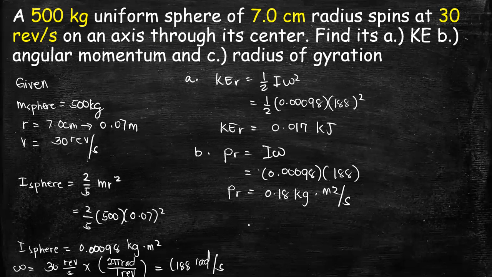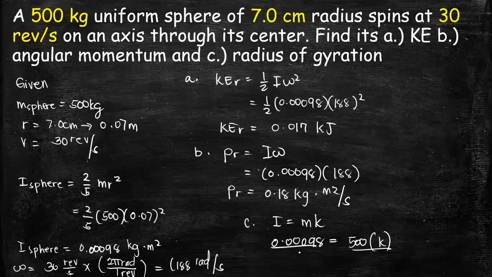And next up is for radius of gyration. So radius of gyration, pwede natin yung makuha using I is equal to mk squared. Okay? Since alam natin na yung I na moment of inertia ng sphere na yan is 0.00098. Okay? Tapos yung mass ng object is 500. Okay, multiply by our unknown, which is our k squared, dividing both sides by 500. So k is equal to 0.044 meters or 4.4. Yan. Para whole number siya. 4.4 centimeters.